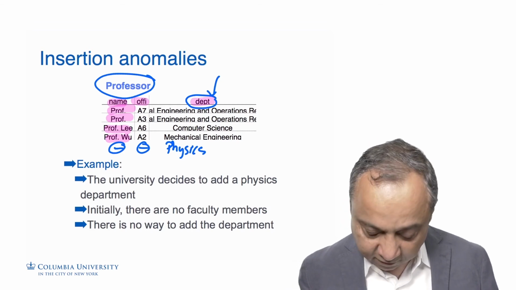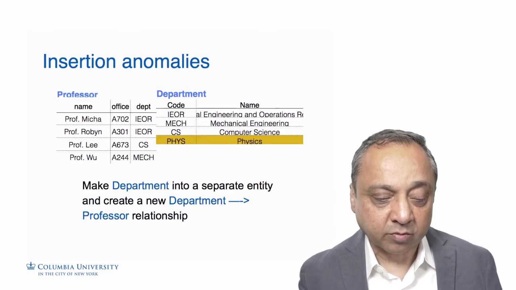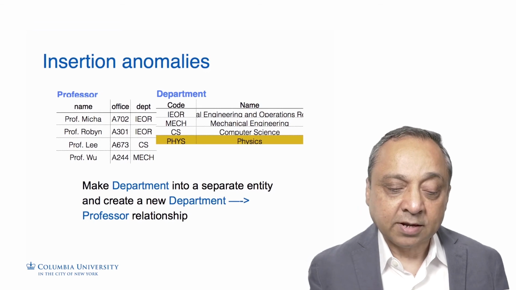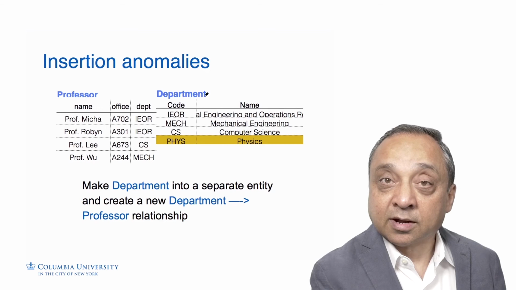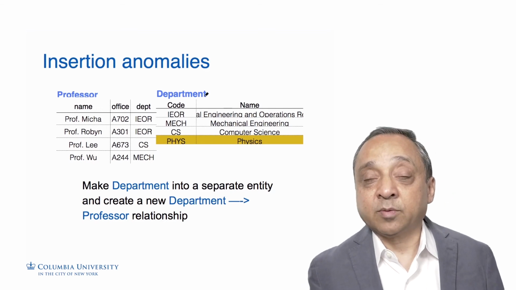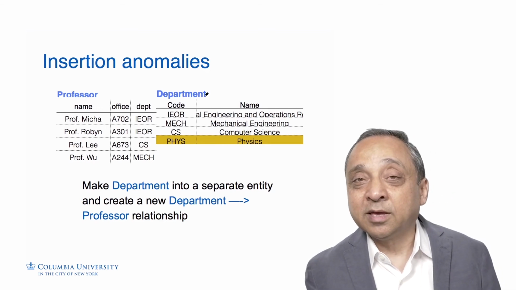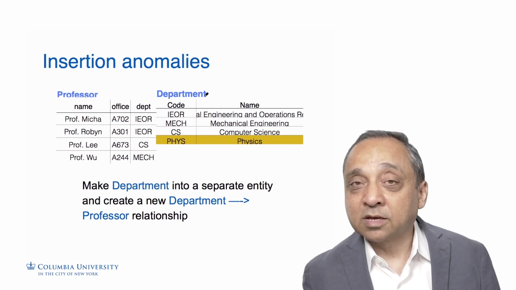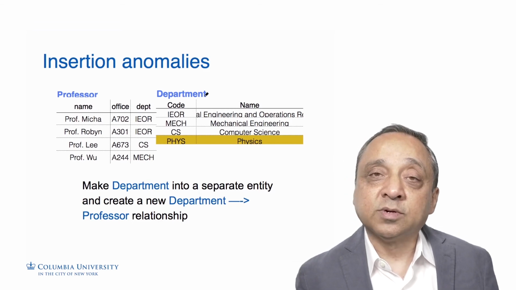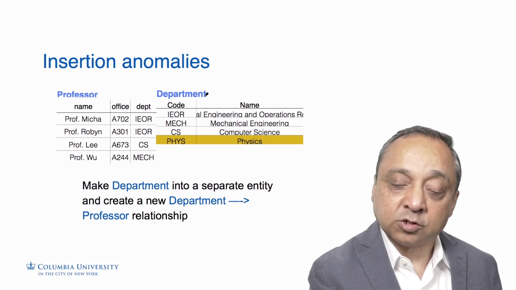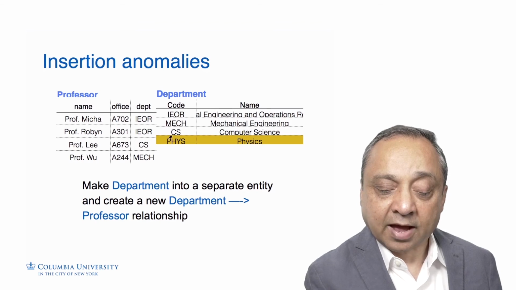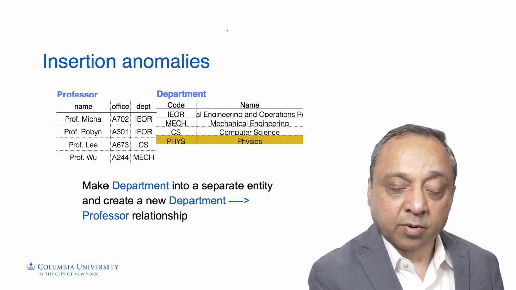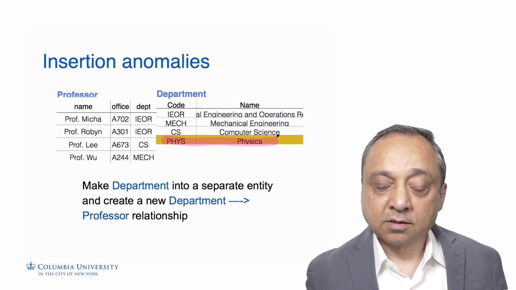So we've got to solve that, and this is fairly easily solvable. Remember I said that the reason we're having the problem is because department is really an entity of some importance, and we model it as an attribute. So what we should do is make it an entity. So we make it an entity over here, and we have now industrial engineering and operations research, mechanical engineering, computer science, and we add a new department called physics, right?